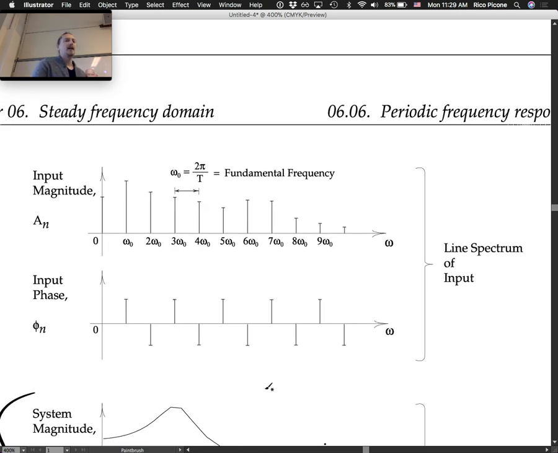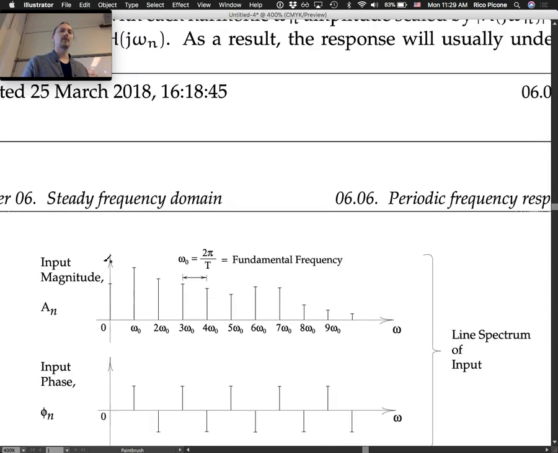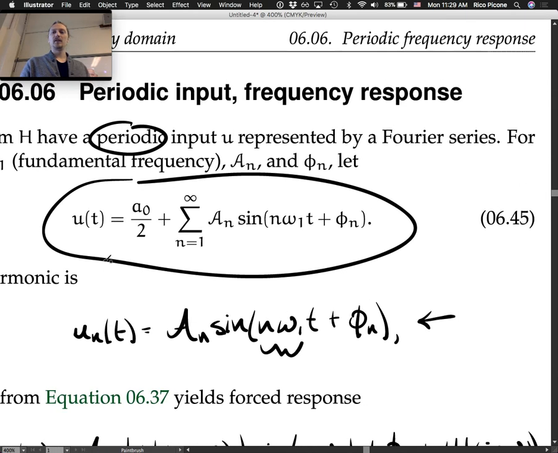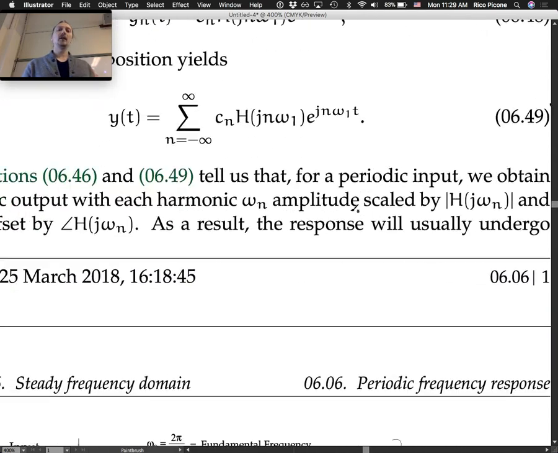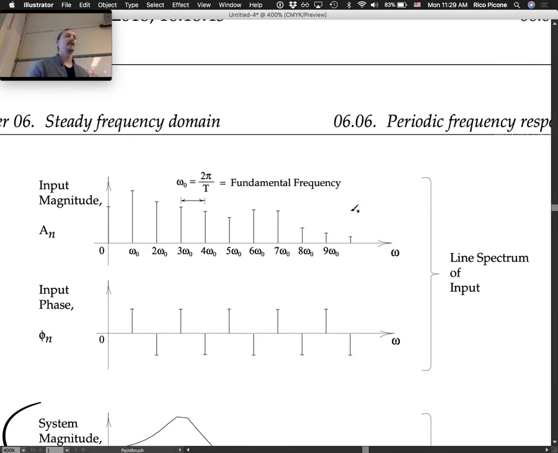So, you have some input that has a spectrum, right? It's a Fourier series. Remember how when we broke a signal down into a Fourier series representation, you could plot its line spectrum, right? So in 6.45, this representation of our input might look like this if we did its line spectrum. So this is our script A, the input magnitude, for different frequencies.